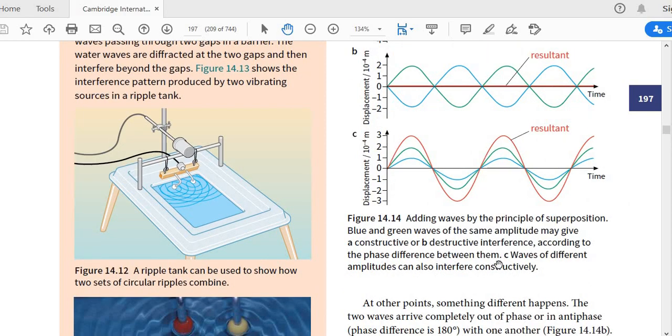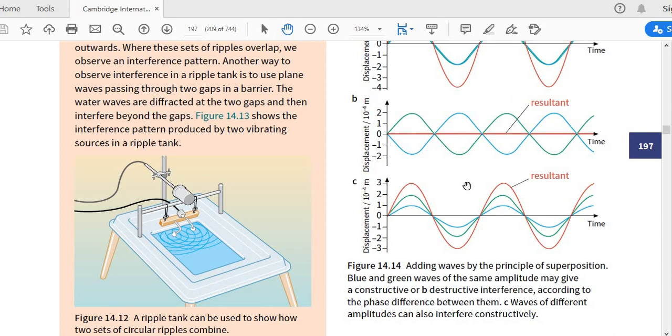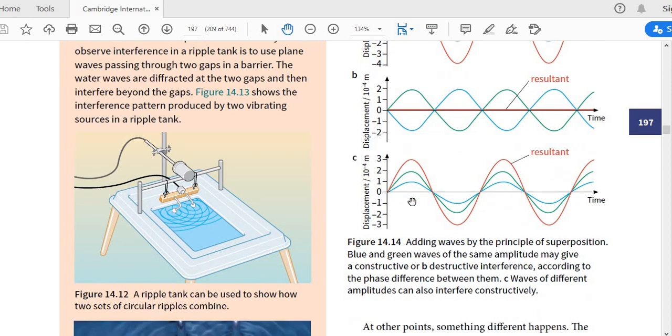So according to the phase difference between them, waves of different amplitudes can also interfere constructively. Here the amplitudes of the two waves are different, but they are in phase. They have a phase difference of n times 360 degrees. Here it is half a wavelength, 2.5, like that. So the crest and the trough meet here. We will see the details afterwards. Actually, there is an equation also.